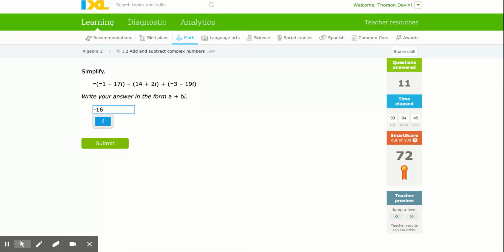So again, I added up all the real parts. Now again, watch your signs. I'm going to distribute in. That negative and negative makes that a positive 17. Minus 2, that's going to be a 15i. 15i plus negative 19i, or 15 minus 19, is a minus 4i.